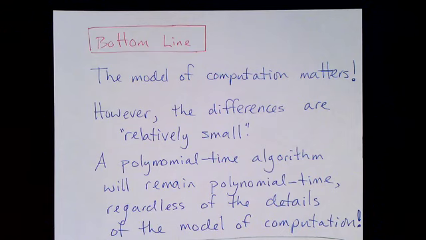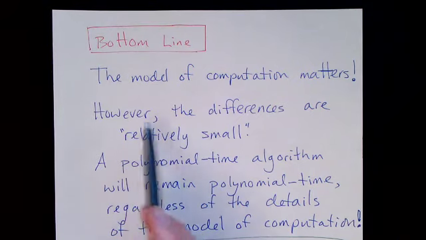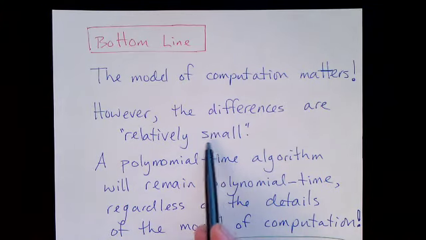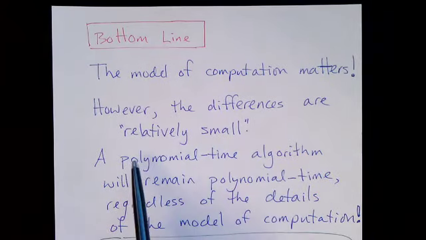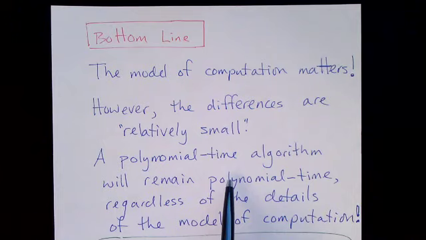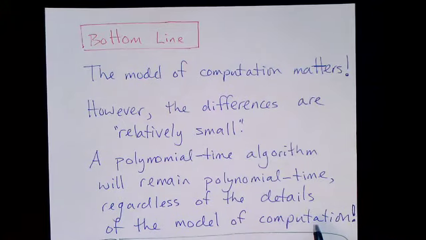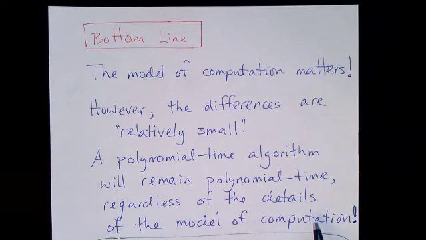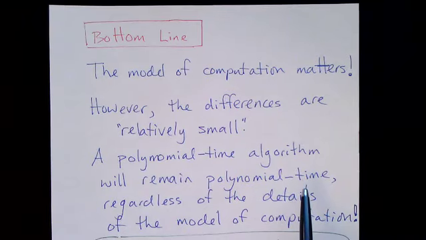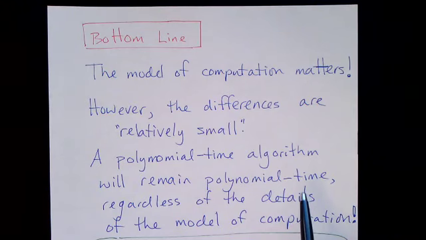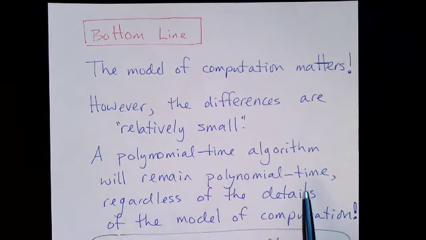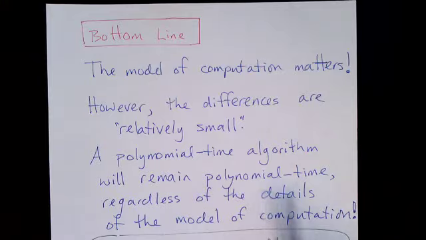So the bottom line is that the model of computation matters. The thing to remember here is that the actual computer you're using can make a difference. But it's also important to understand that the differences between one machine and another machine are, shall we say, relatively small. And in particular, an algorithm that takes polynomial time will remain a polynomial time, regardless of the details of the model of computation. Now, if you move to a faster microprocessor, you might be going at twice the speed, or even three or four times the speed, but that's a constant speed up. And in some cases, like moving from a single tape Turing machine to a multi-tape Turing machine, you might get a speed up of n squared. The single tape algorithm might take as much as n squared time relative to the time taken by the multi-tape machine, but those are still polynomial, okay?